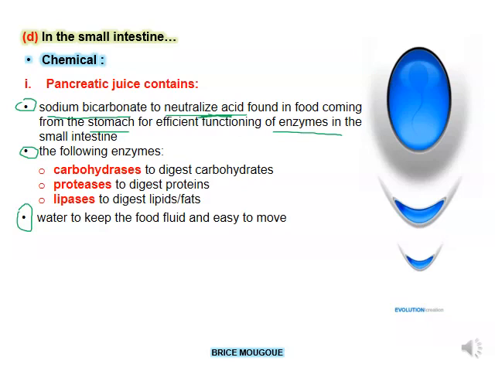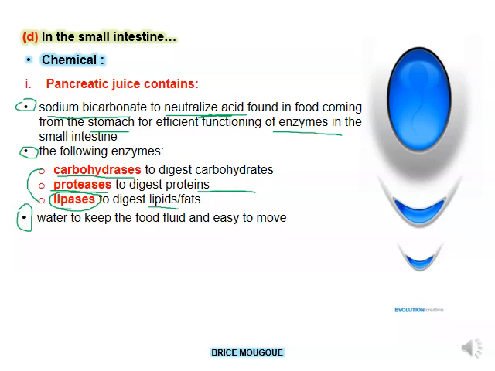Pancreatic juice also contains a series of enzymes which are categorized into three. They are carbohydrases that break down carbohydrates into glucose, proteases that break down proteins into amino acids, and for the first time, please notice this is the first time we mentioned the digestion of fat. Lipases are for the first time produced in the small intestine so that they can break down fats and lipids into fatty acid and glycerol.